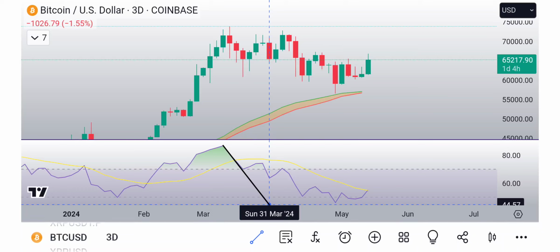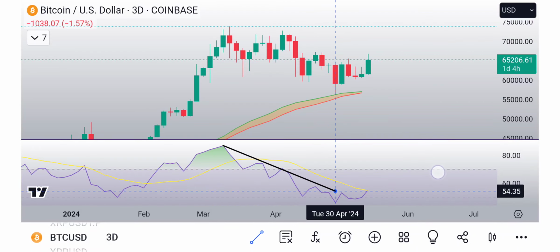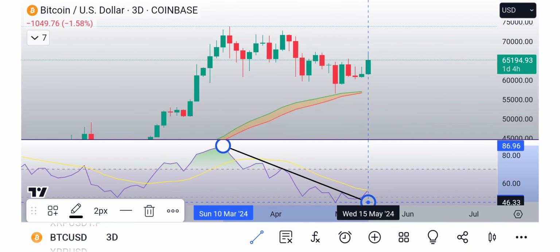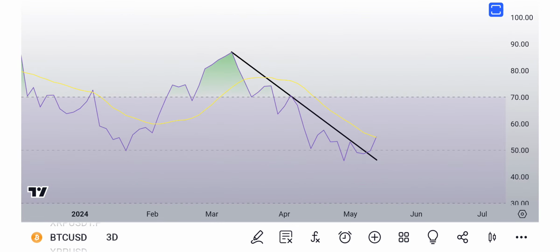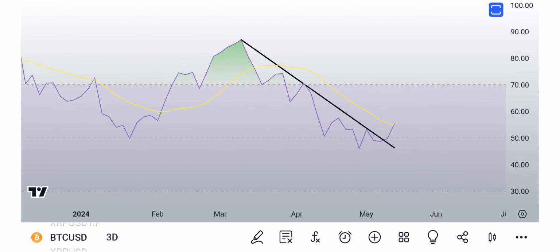Hey, what's up, everybody? Taking a look at the price of Bitcoin on the 3-day chart. I am looking at the RSI, and when you put your downward resistance line, you can see the RSI has technically broken above its downtrend. Now, a couple things I like, a couple things I don't like.